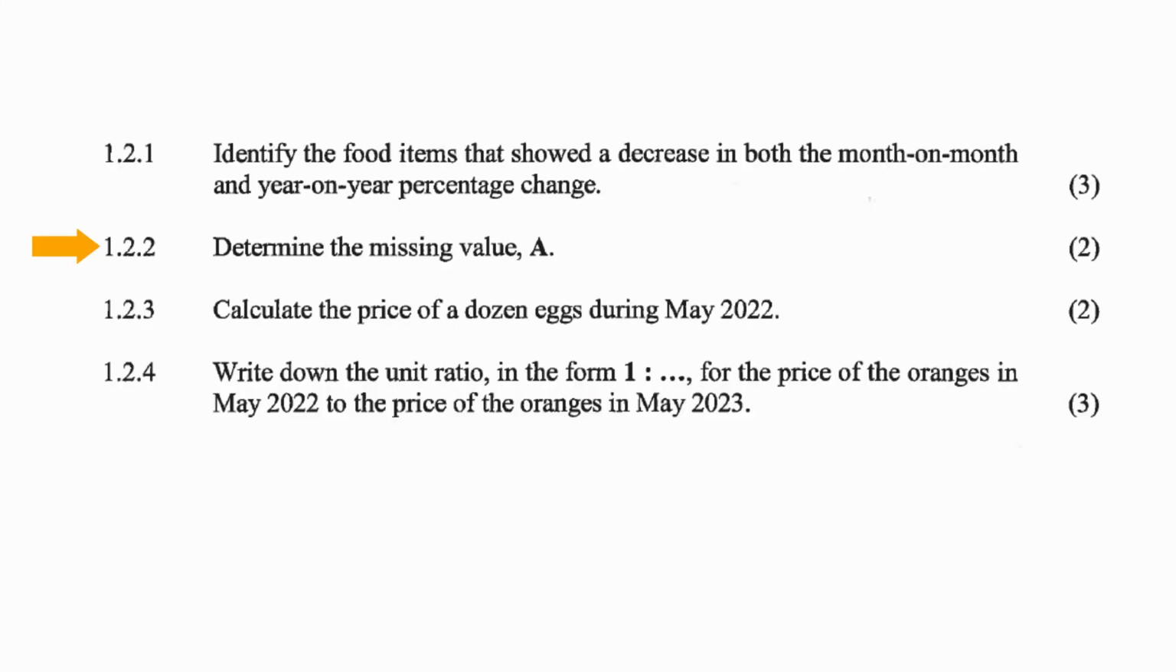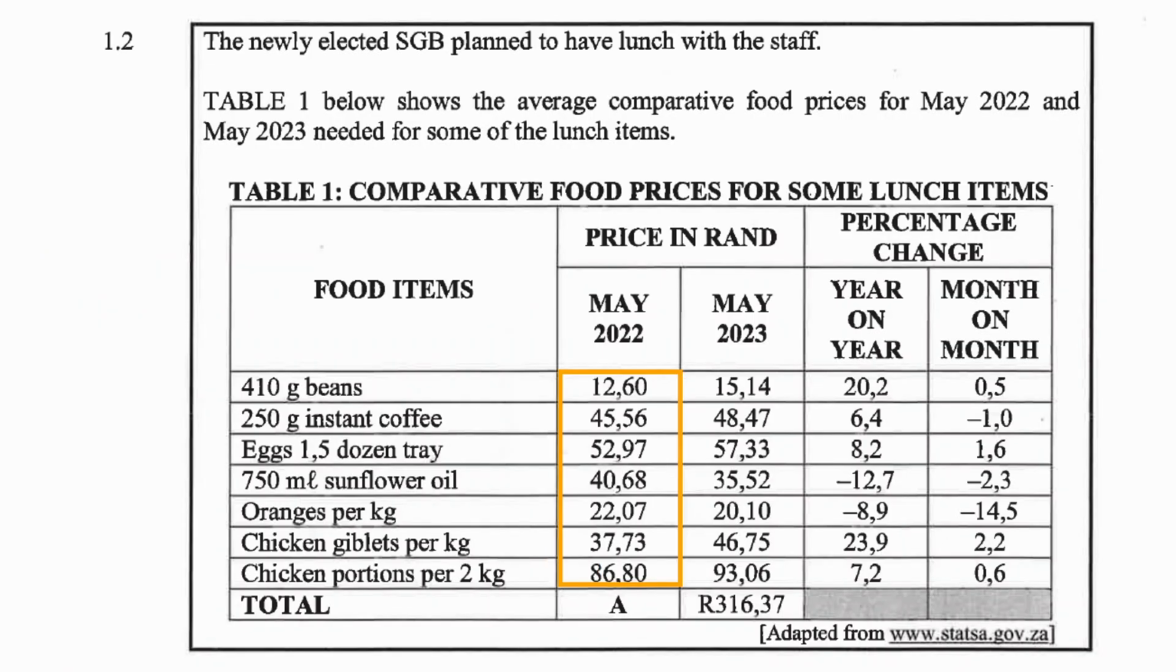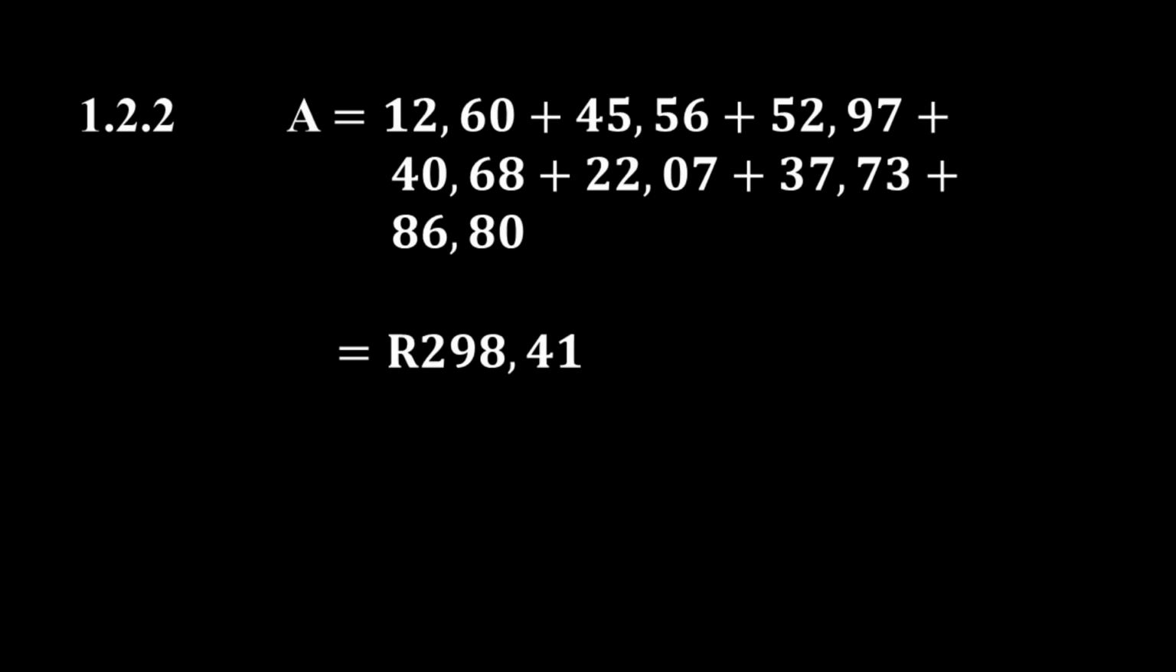In question 122, you have to determine the missing value A. A is determined by adding up all the prices for the food items in May 2022. This will give us a total of R298.41.